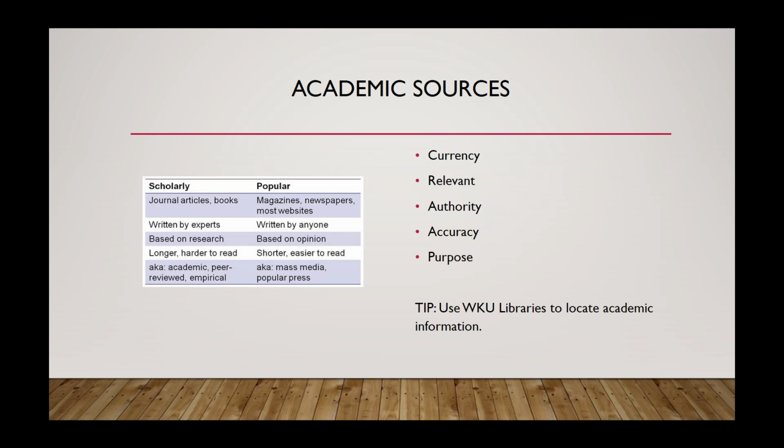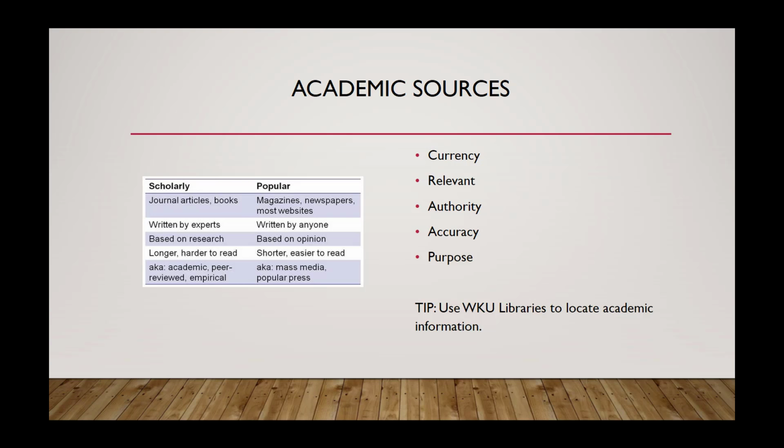Okay, before we find our information, we need to make sure that the sources that we get are academic. And there are a few ways that we can look at our sources to make sure that these are going to be academic sources for our research. If you look on the left hand, you'll see the difference between a scholarly and popular source. Scholarly sources are articles from journals or books from experts.